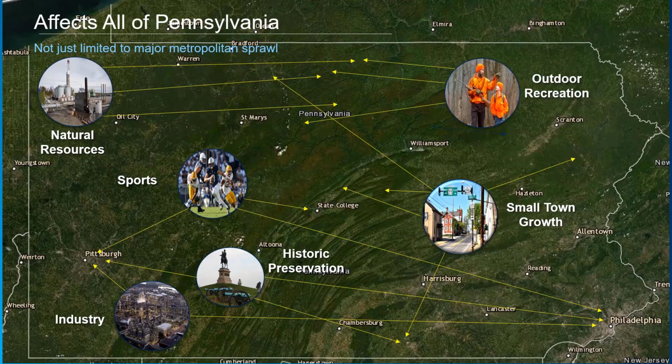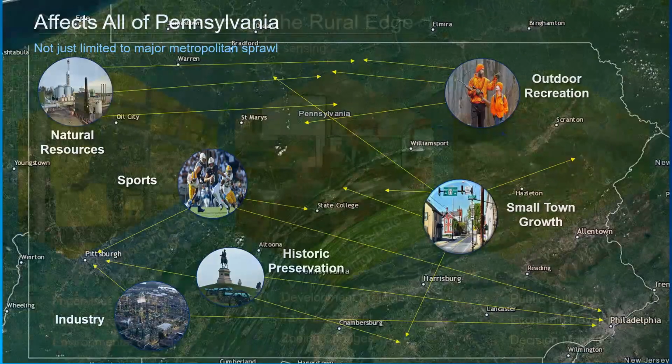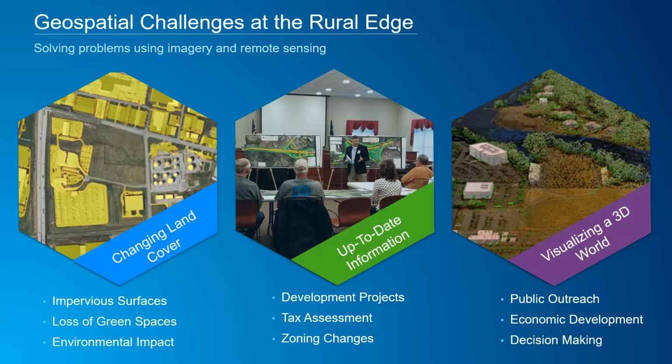Imagery and remote sensing can be used by GIS professionals to accurately map, visualize, and manage the impacts of these changes. Another characteristic of the rural edge is that it is a geospatially demanding place. High-impact changes to the land require up-to-date sources of information if GIS is going to be a relevant part of the decision-making process. Furthermore, advanced visualization leads to a better awareness and understanding.